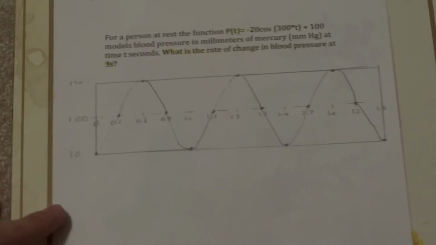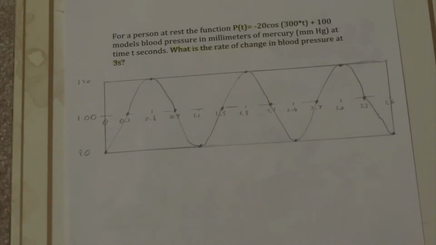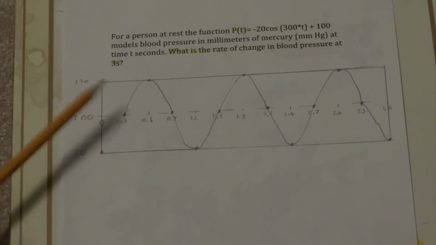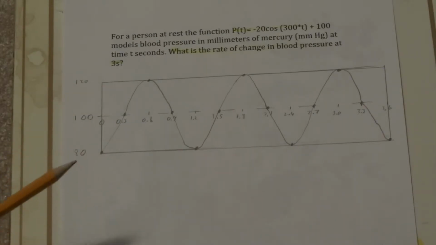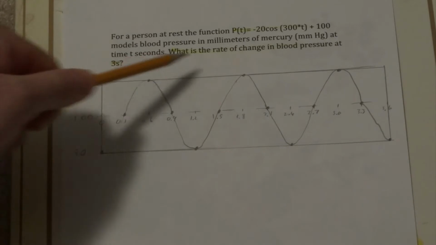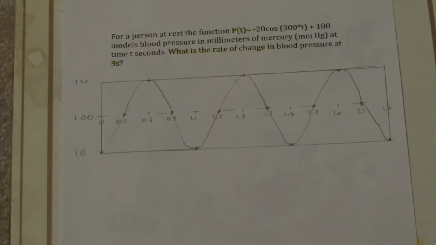So now that we know exactly what our graph looks like, I have gone ahead and expanded our graph. Again, this is the exact same graph we just did. The amplitude is 20, the graph has been increased by 100. I have just increased the amount of cycles it's gone. So it's gone 3 cycles, and it ends at 3.6 seconds. So now what we've got to do is answer the question. The question is, what is the rate of change in blood pressure at 3 seconds?